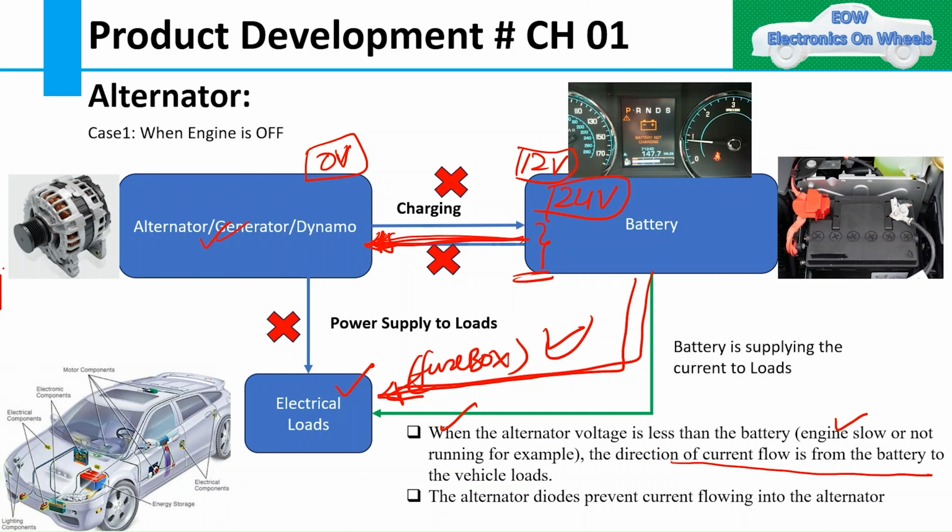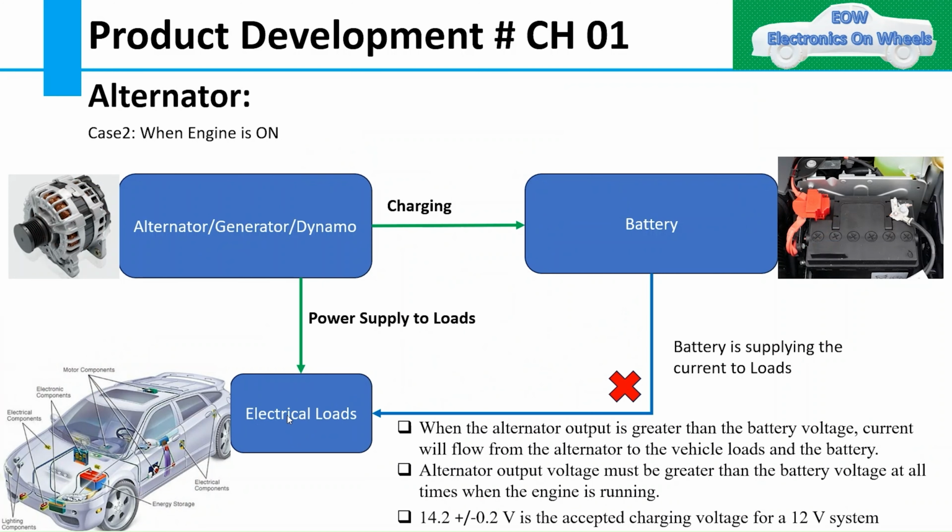This is your alternator, if you see here, this is your battery, and these are your electrical loads. There might be many: motor components, electronic components. The energy storage is nothing but the battery. So this is case one. I hope you understood how your alternator is working here. Now we will move to case 2.